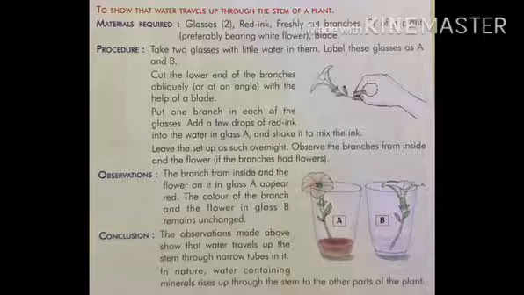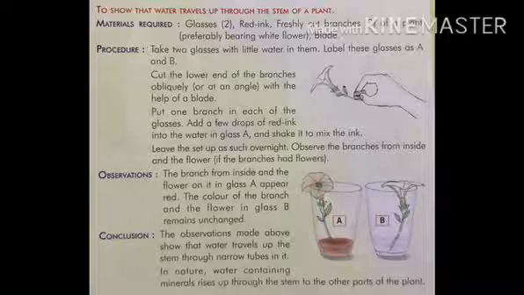Add a few drops of red ink into the water in glass A and shake it to mix the ink, or stir it also. Leave the setup as such overnight. Observe the branches from inside and the flower, if the branches had flowers. If there is no flower, you only have to check the branches.